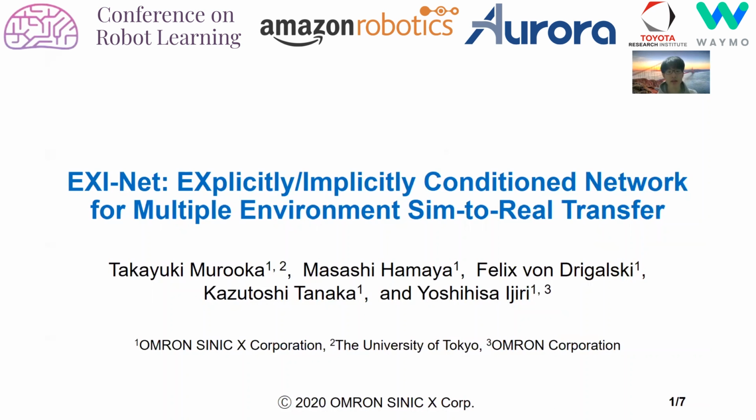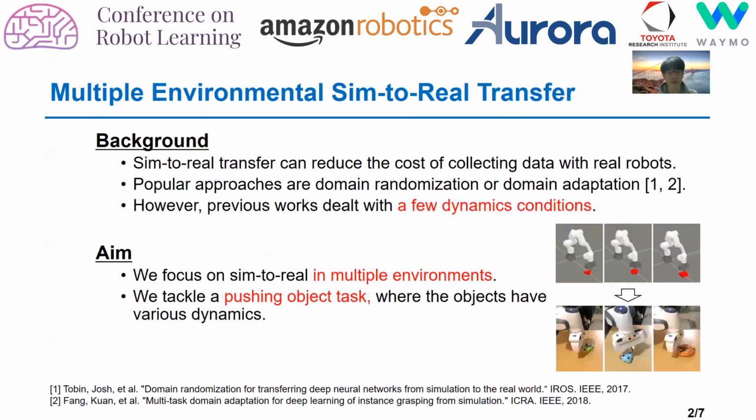Today, I'd like to talk about EXINet, an explicitly implicitly conditioned network for multiple environment sim-to-real transfer. Sim-to-real transfer is one effective method to reduce the cost of collecting data with real robots, and various kinds of methods have been proposed to reinforce the sim-to-real transfer, such as domain randomization or domain adaptation.